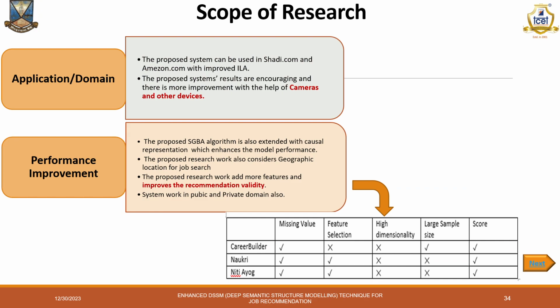The scope of my research is that other than the job domain, we can use this in amazon.com and shaadi.com, and in search engines for search criteria. For performance improvement we can use this system on public as well as private domain data. A geographic location for job search can also be considered, so performance will be improved. We also consider missing values, feature selection, high dimensionality, large scale and scoring for the result. As we observe, our system provides better results on all data sets.